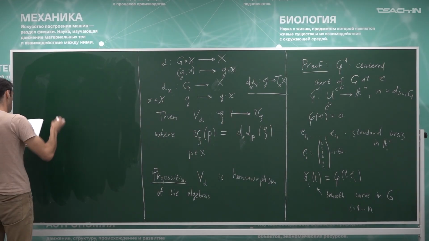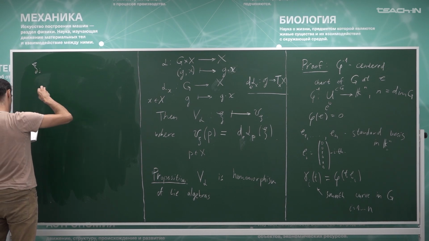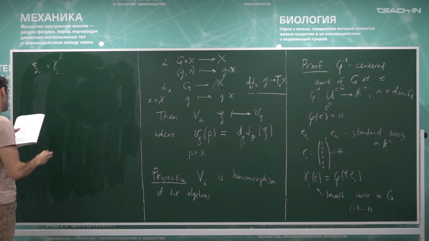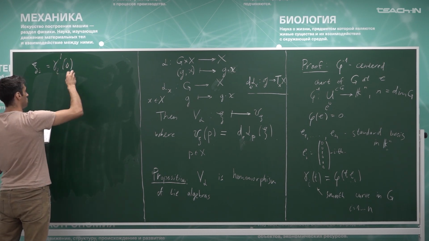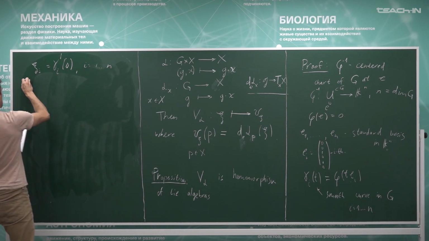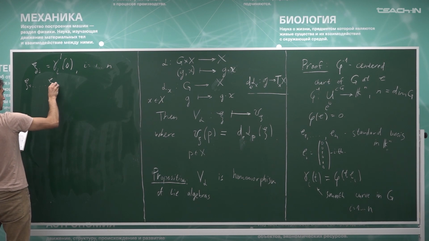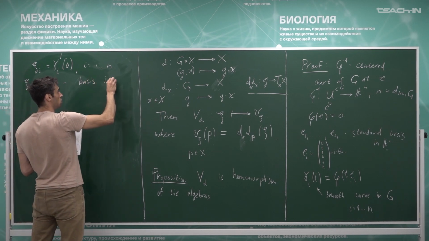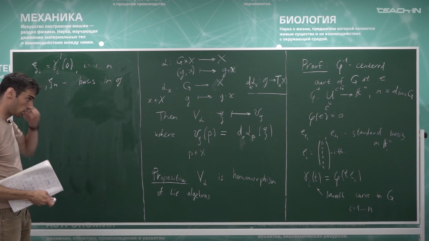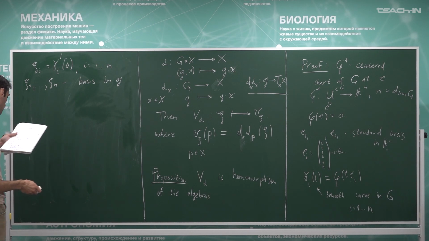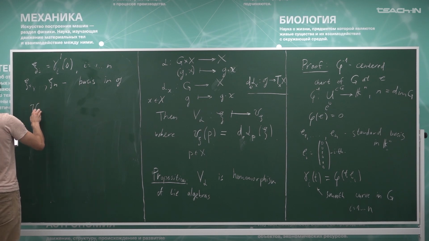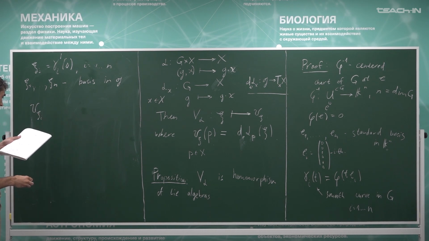And then I can consider psi_i, which is the tangent vector to this curve at 0 for each i. Then psi_1, psi_2, and so on, psi_n gives me a basis in g, which is the tangent space at identity to G. And I have v_{psi_i}. So let me take v_{psi_i} and understand how it acts on some function f.